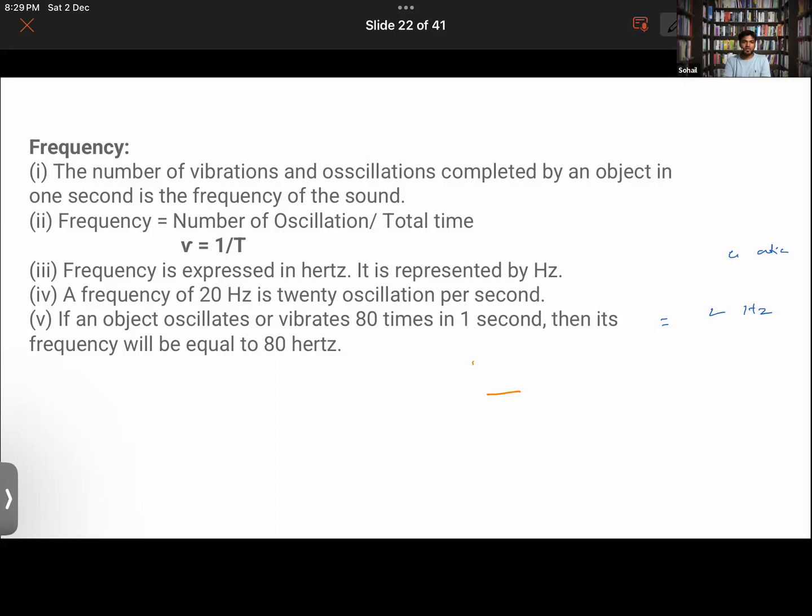Amplitude will be the maximum displacement of a vibrating object or a sound wave from its central position or the mean position, right?